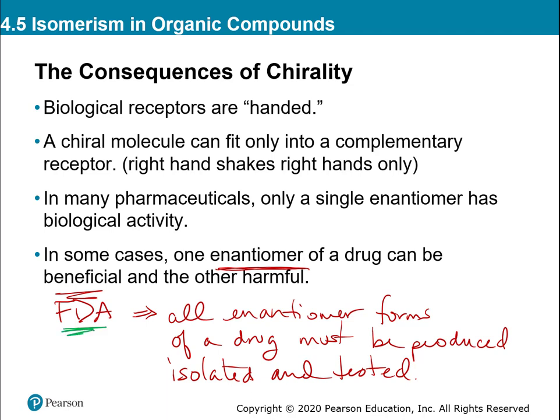So the Food and Drug Administration actually has a rule now that if you have any type of drug that it wants to be released for use as a medicine, all of the enantiomers, so remember that chiral carbons make isomers that are called enantiomers, all chiral carbons have to have their mirror images produced and tested as part of your normal drug testing.